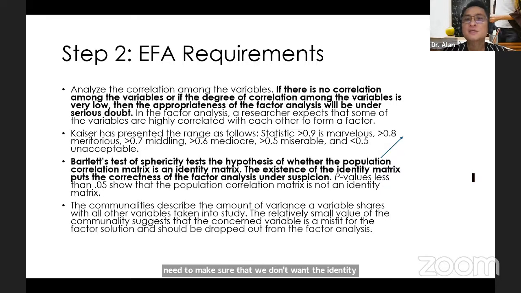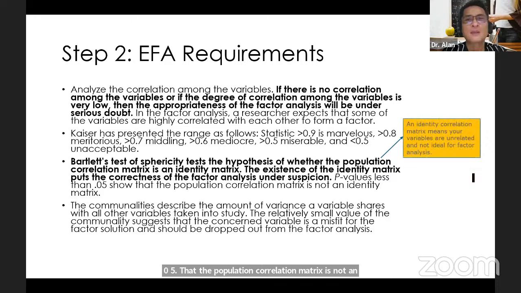The existence of the identity matrix puts the correctness of the pattern analysis under suspicion. P-values less than 0.05 indicate that the population correlation matrix is not an identity matrix. In other words, as I said, the Bartlett test of sphericity being an identity correlation matrix means your variables are unrelated and not ideal for factor analysis. That's why you need to make sure during sample collection that you follow the proper way.